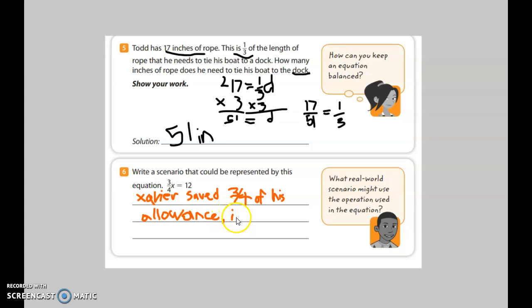If he has $12, how much is his weekly allowance? And that would be what x is going to show you. How much is his weekly allowance?